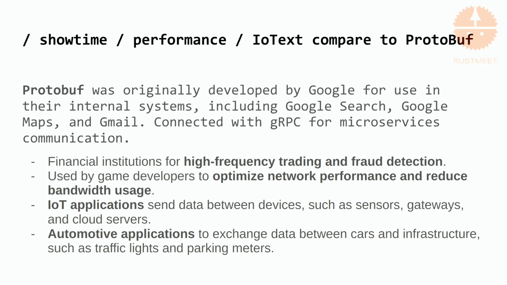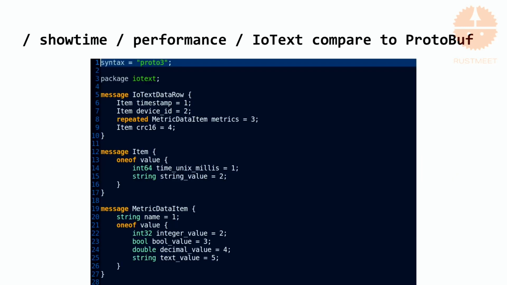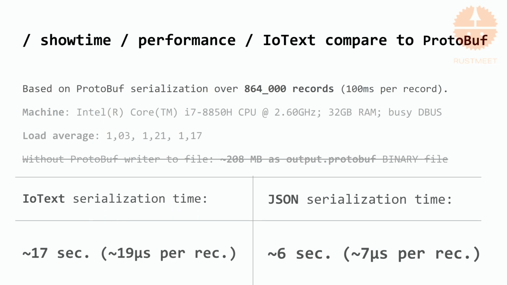Okay, so let's switch to Protobuf. This was originally developed by Google. It's interesting because in Protobuf we have a strict contract about our data. As you can see, we need this proto file, which is a definition of our package, protocol, and messages, and there is much more, because we can use Protobuf to create web services, remote procedure calls, and things like that. So comparing IoText to Protobuf, we can see a huge difference.